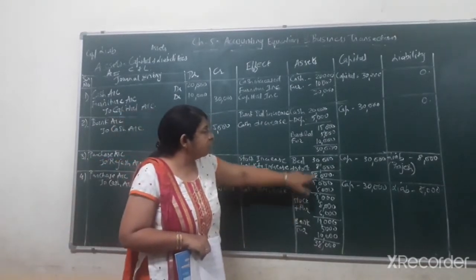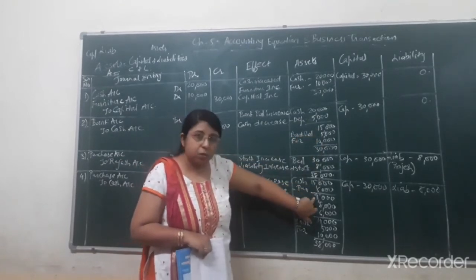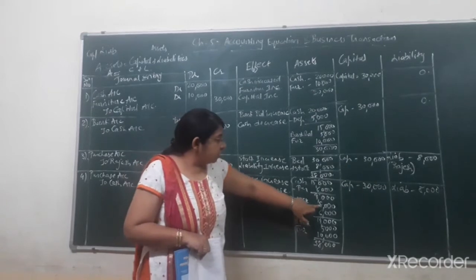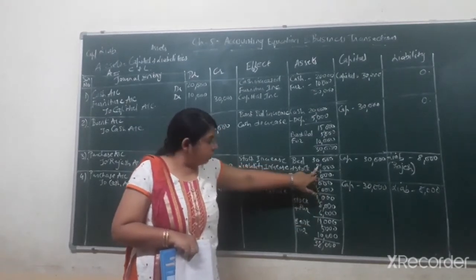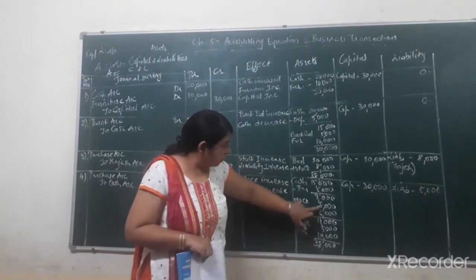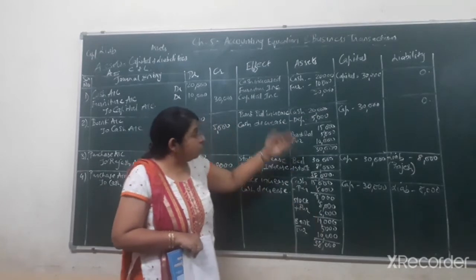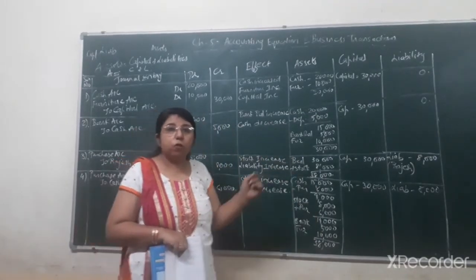Previously the cash balance was 15,000. So from 15,000, 6,000 will be reduced, so 9,000. Then stock balance, previously it was 8,000. Last transaction we had purchased goods on credit. In that, addition in stock is by rupees 6,000. So 8,000 plus 6,000, so 14,000. And bank balance would be as it is. We have to carry forward all the assets. Students, don't forget to carry forward.